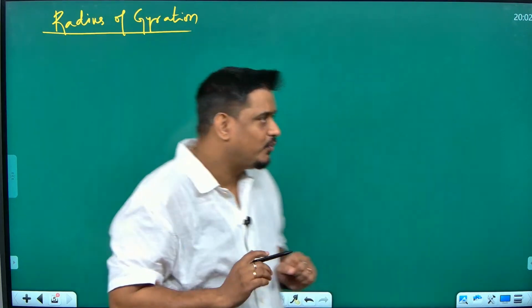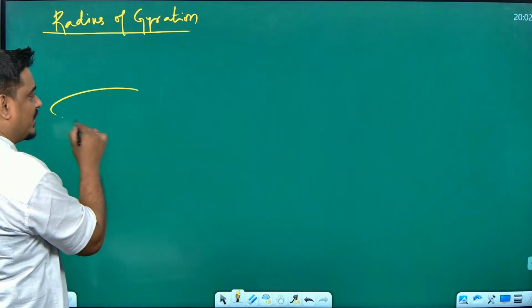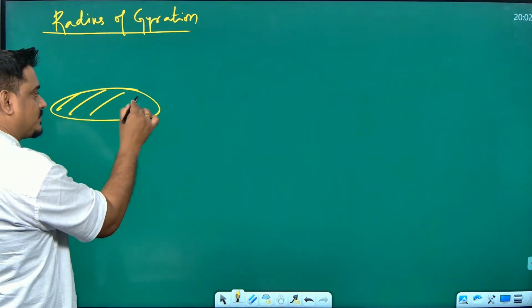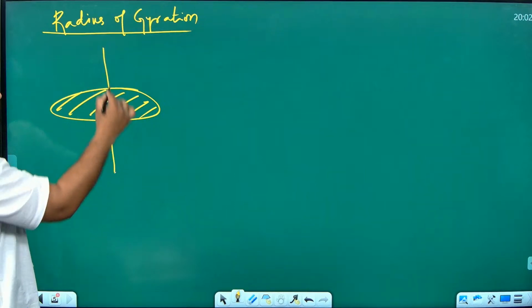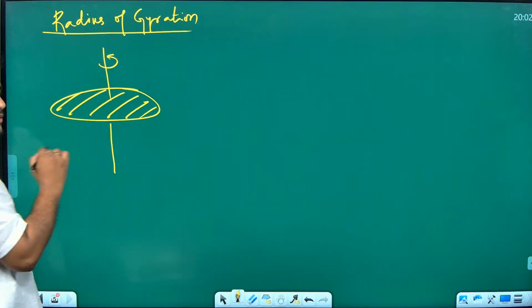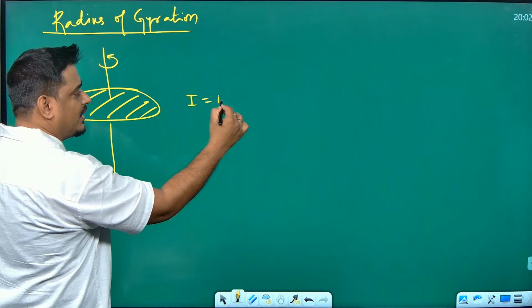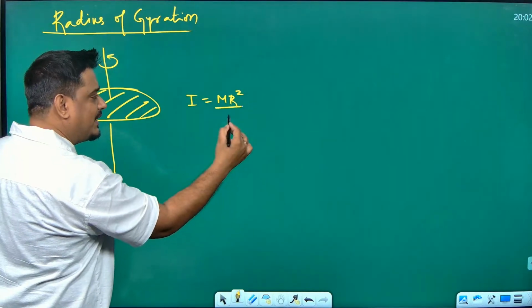Okay. Now, I will take an example and explain it. Suppose I have a disc. You know very well by now what the moment of inertia of a disc is. What is the value? m r square by 2. You know this.